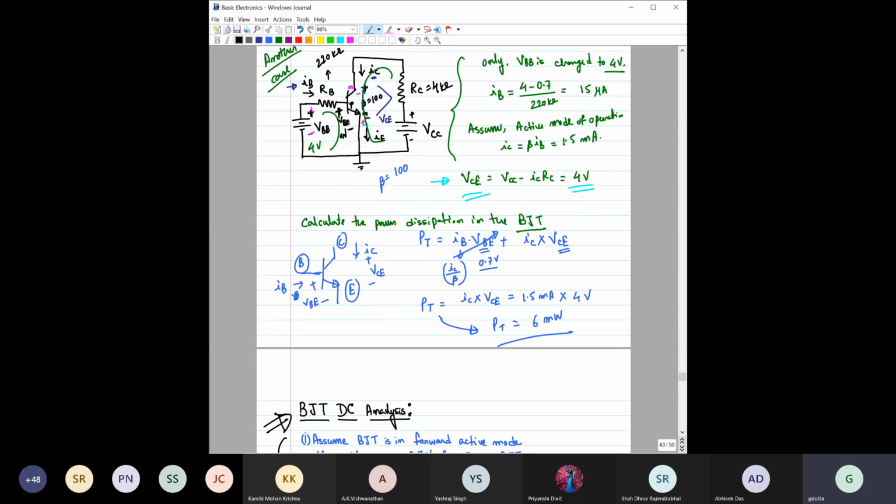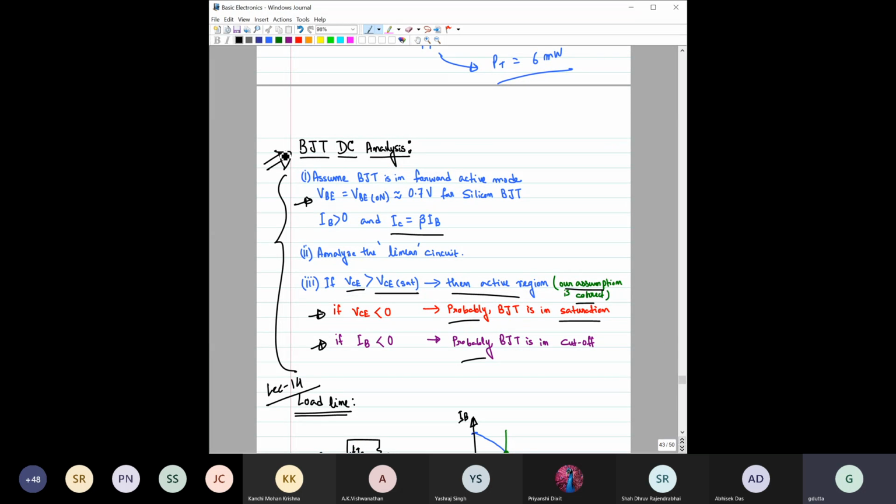Just to recap before we start: to proceed with the DC analysis for a BJT circuit, we first have to assume that the BJT is in forward active mode. Considering that, we take V_BE. Obviously, here we are considering an NPN bipolar junction transistor. We consider V_BE equal to V_BE on, which is nearly 0.7 volt for a silicon BJT. Then IB is greater than 0, and IC would be beta times IB because we have assumed it is in the forward active mode. Then you analyze the circuit, and finally you find V_CE.